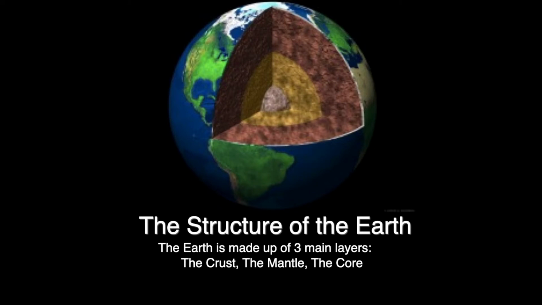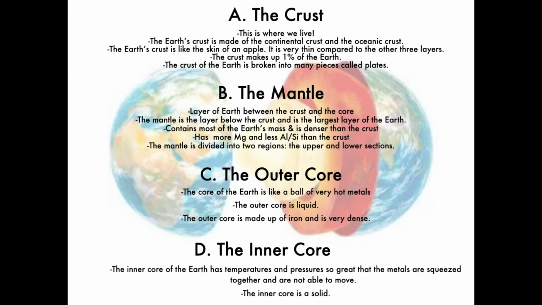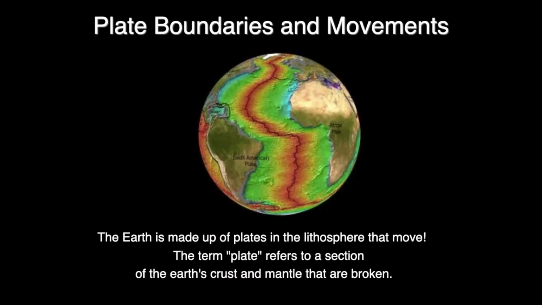We can divide this up into upper and lower mantle and inner and outer core as well. So we have seen this structure. You can go ahead and pause this, as we've already looked at this and talked about the structure of the Earth. Now we spent a long time talking about plate tectonics, the boundaries and the movements. We've talked about what a plate is, the broken pieces of the lithosphere.